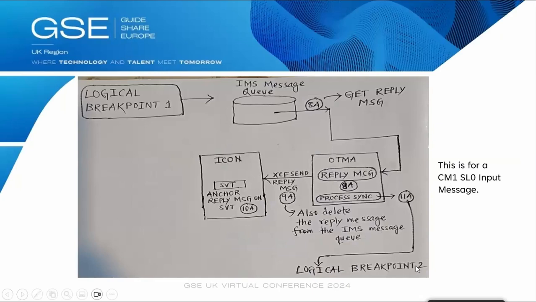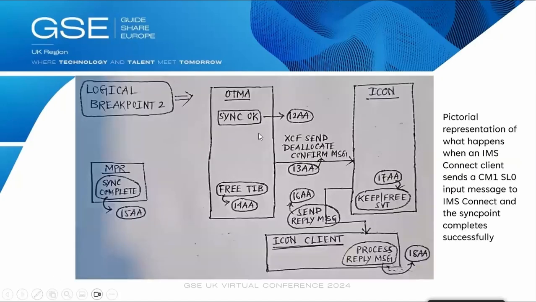Now we are at logical breakpoint 2, and as I said, the two options can branch out from logical breakpoint 2: the sync point completing successfully or sync point failure. So let's move ahead. We will now branch out over here. If you see, we'll now branch out from logical breakpoint 2 and take the route of the sync point completing successfully. Let's consider first the case of the sync point completing successfully. Right. So moving on to 12AA, sync point processing completes successfully.